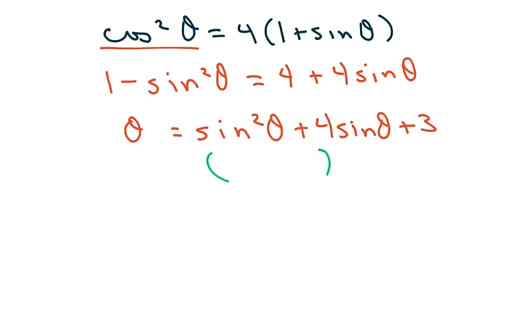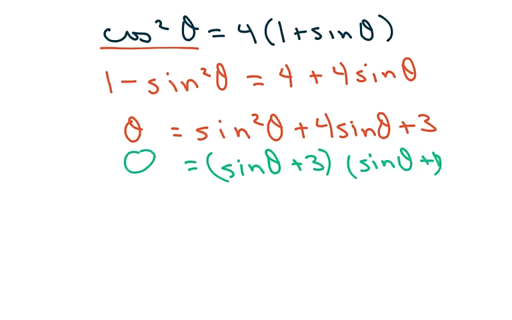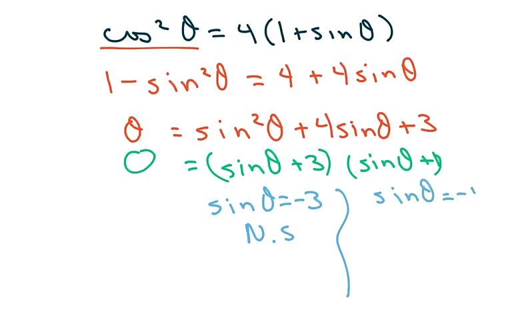Factor. And you get sine of theta plus 3 times sine of theta plus 1 equals 0. And for this side, you get sine of theta equals negative 3, which is no solution. And for this side, you get sine of theta equals negative 1. So that means theta equals 3 pi over 2. And that's your only solution, because this doesn't make sense here.